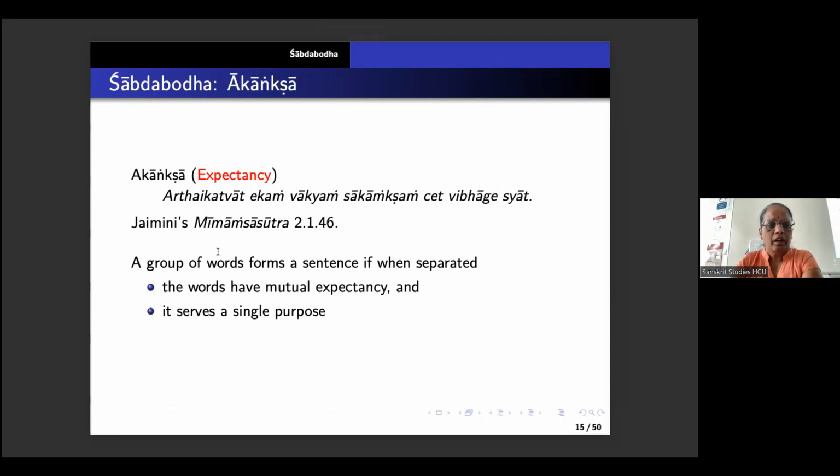Okay. So let us see these one by one. The first one is the ākāṅkṣā, or the expectancy. The word ākāṅkṣā was first found in Jaimini's Mīmāṃsā Sutra. In the Sutra, Artha ekatvat ekam vakyam sākāṅkṣam cet vibhāge syāt.